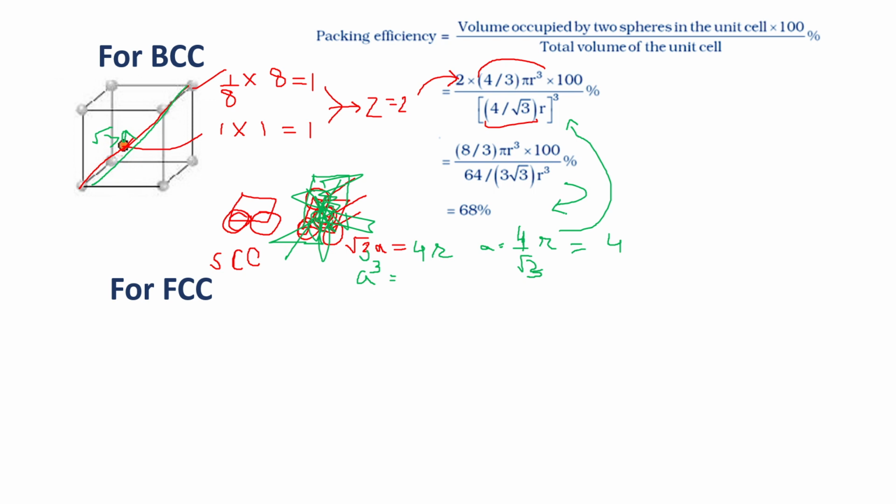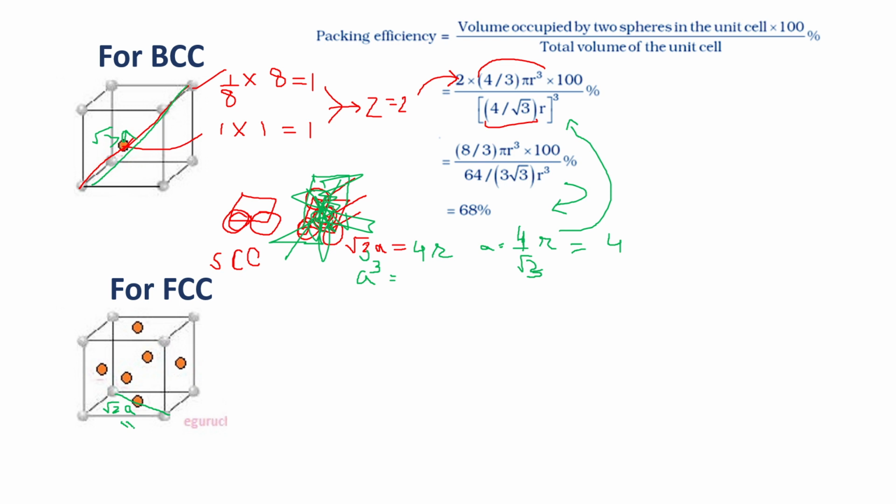Okay, now coming to the FCC. As I told you previously, considering this distance, the particles are present at the face centers, 6 face centers. So this distance, the diagonal distance for a square, is under root 2a. Under root 2a will be equal to 4r.